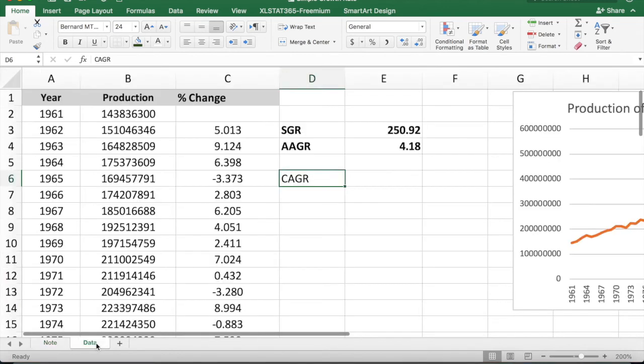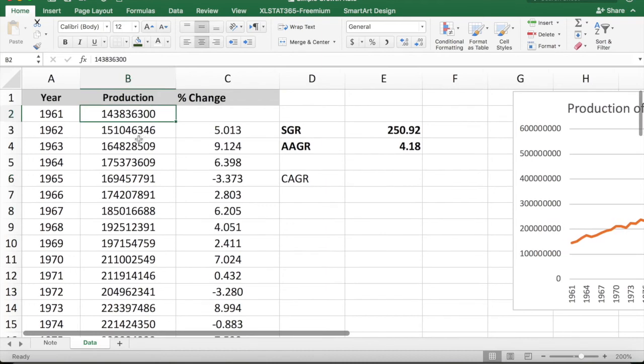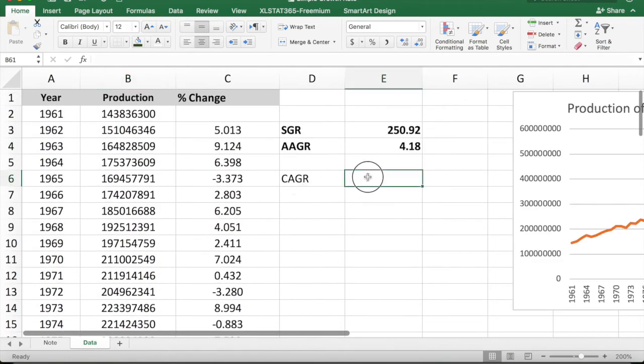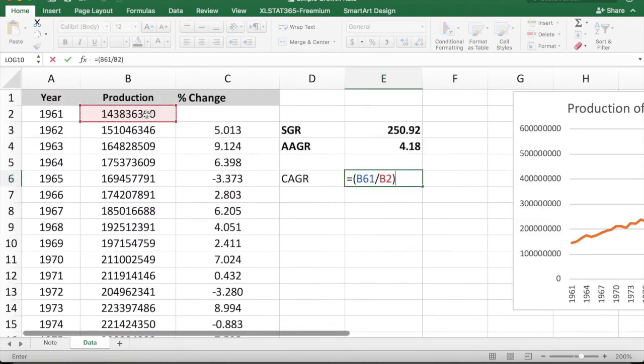Let's calculate compound annual growth rate using the formula we have mentioned. So in this time series, our beginning value is this one in 1961 and our ending value is in 2020. So we type equal to ending value divided by beginning value, this raised to the power 1 by 60. We have the data of 60 years. From 1961 to 2020, it is 60 years.